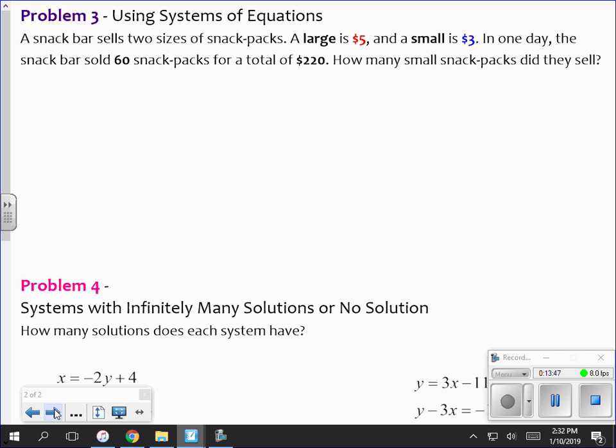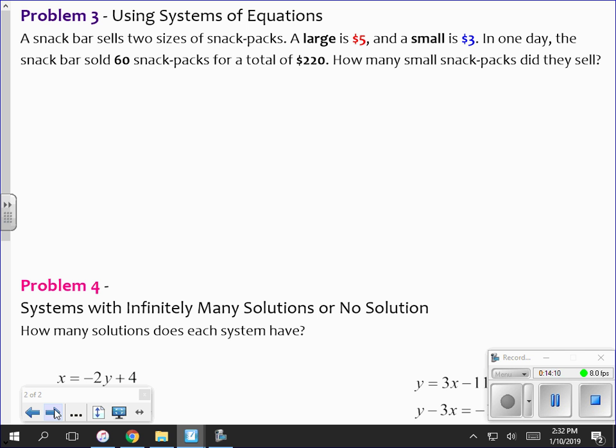Okay, the snack bar is going to go out of business. They can't keep better records than that, and have to use algebra to figure out what they sold. These are stupid questions. Because if you're running a snack bar and you can't keep track of what you sold and need to do algebra to figure out how many of each you sold, then you're going to go out of business. But we still have to solve the problem anyways.